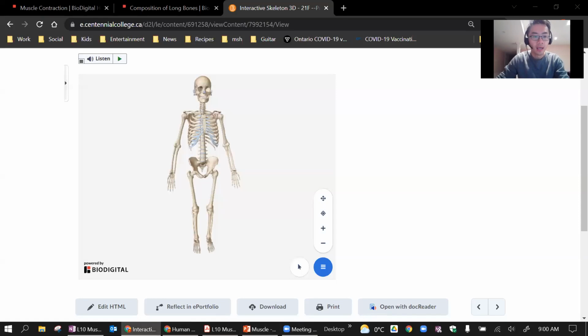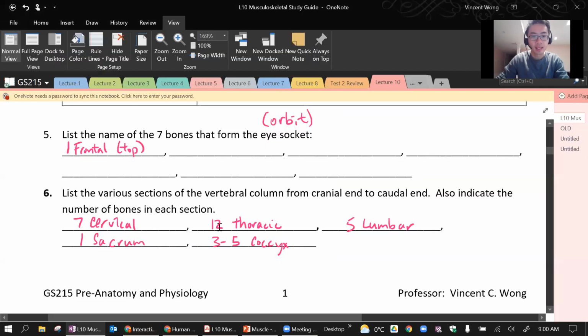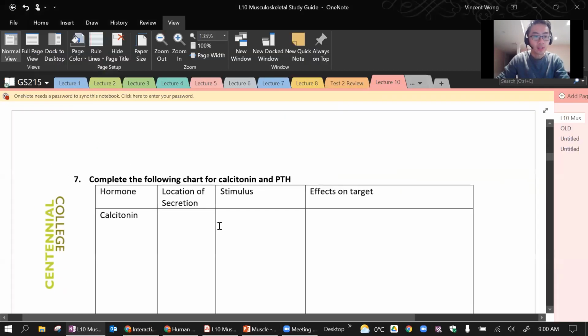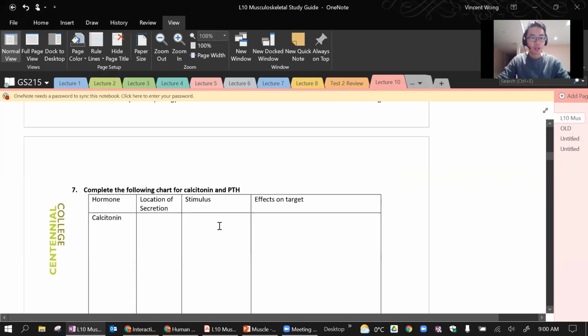Okay. So where were we? Okay, let's take a look at the next one here. Complete the following chart for calcitonin and PTH.